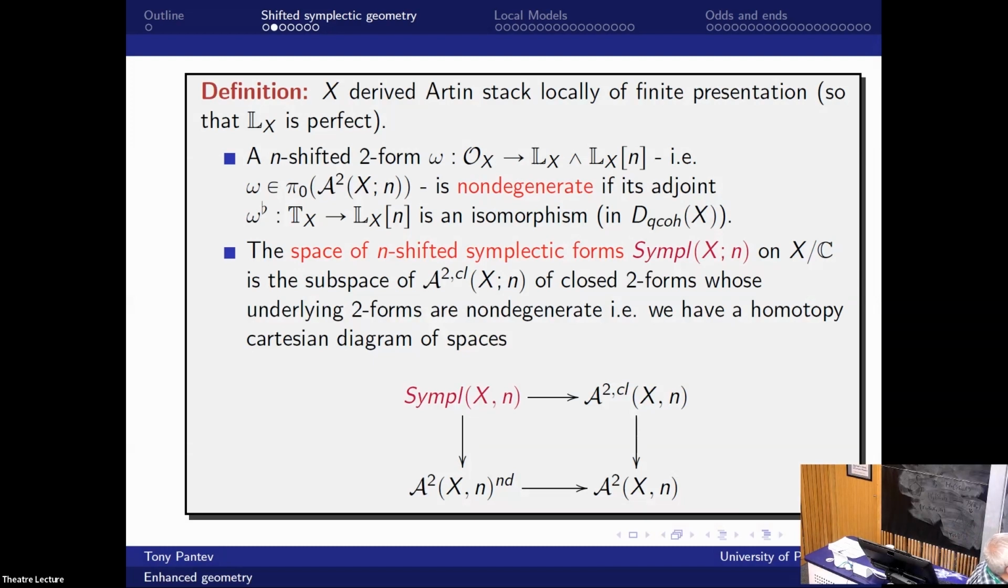So if you have a derived space or a derived Artin stack, which is in this world of derived geometry, it behaves like a smooth guy. So it's what we call locally of finite presentation. That means in practical terms that the cotangent complex or the tangent complex are actually perfect complexes.